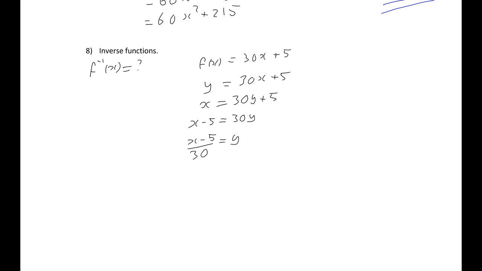Now that I have rearranged this for y, I want to put it back into function notation. But it's not going to be f of x, that was the original. This is going to be the inverse f of x, what we were looking for originally. X minus 5 over 30 equals f to the minus 1, inverse of x. And there we go. I hope that was helpful.